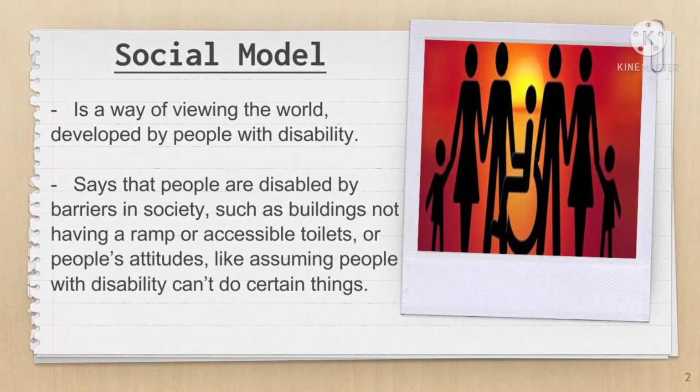So what is social model? Social model is a way of viewing the world developed by people with disability. It says that people are disabled by barriers in society, such as buildings not having a ramp or accessible toilets, or people's attitudes, like assuming people with disability can't do certain things.